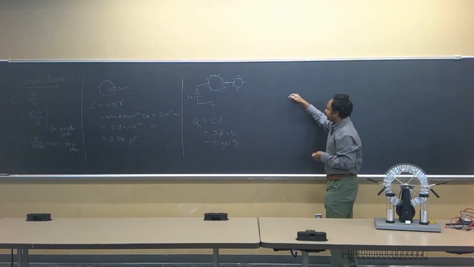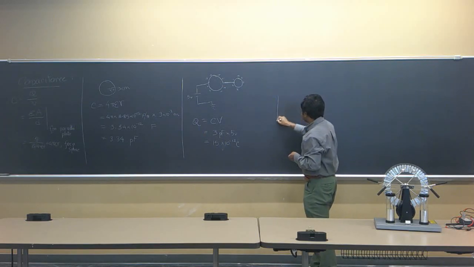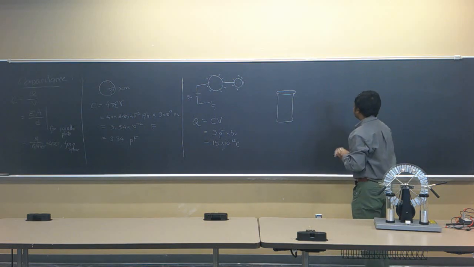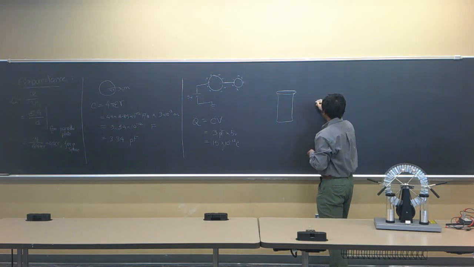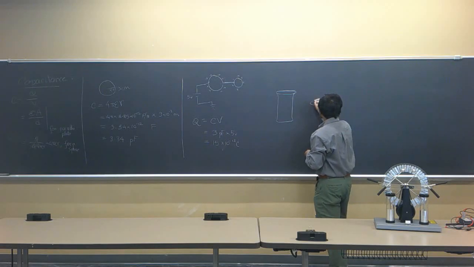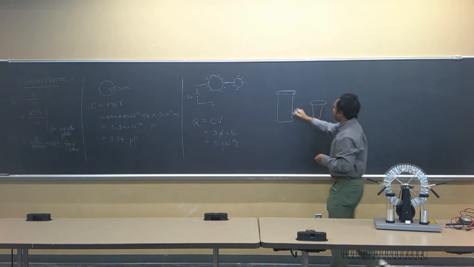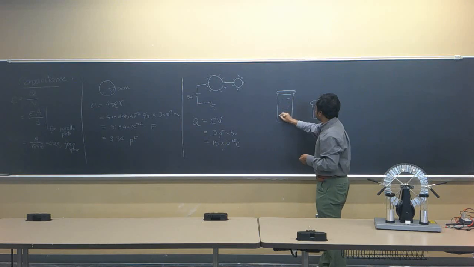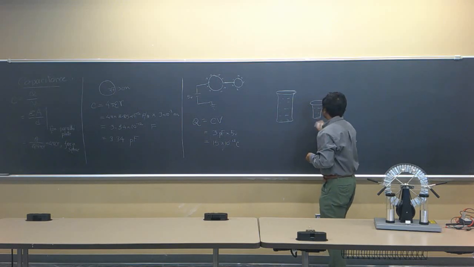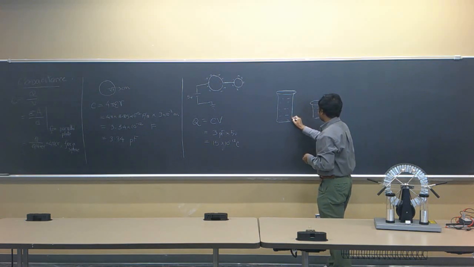Let me draw some mechanical stuff. So let's say I have two pots. One pot looks like this, and the other pot looks like this, all right? And both of these pots are filled up with liquid. And then I connect both of these pots by a pipe.